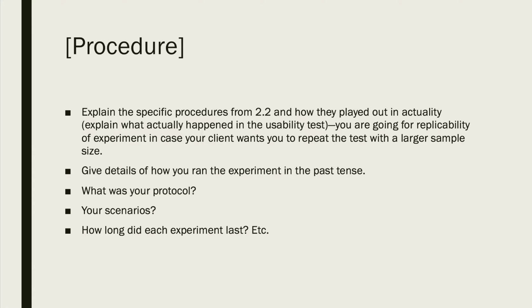So here you're going to just explain what actually happened in the usability test. You want to demonstrate that this would happen again and again, in case your client wants to repeat the test with a larger sample size. So how you'll do this, you're going to give the details on how you ran the experiment in past tense. Remember, this happened in the past, so keep your verb tense past tense.